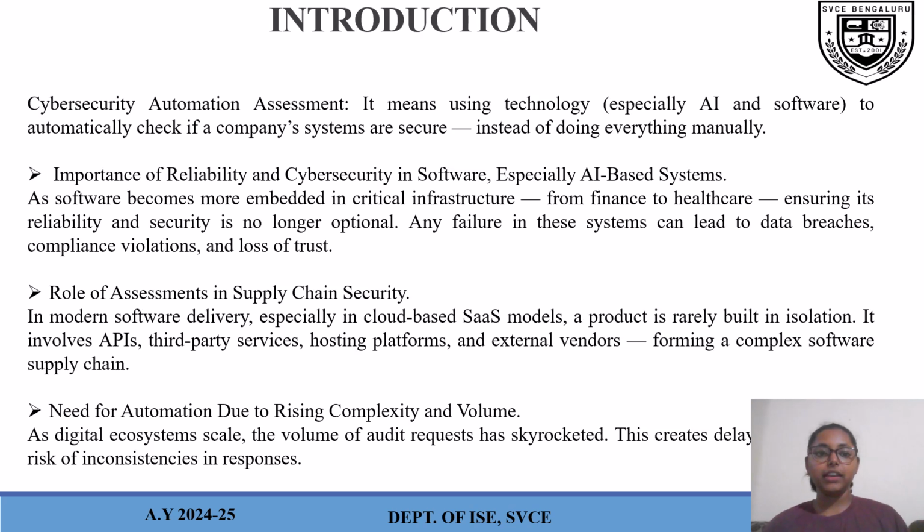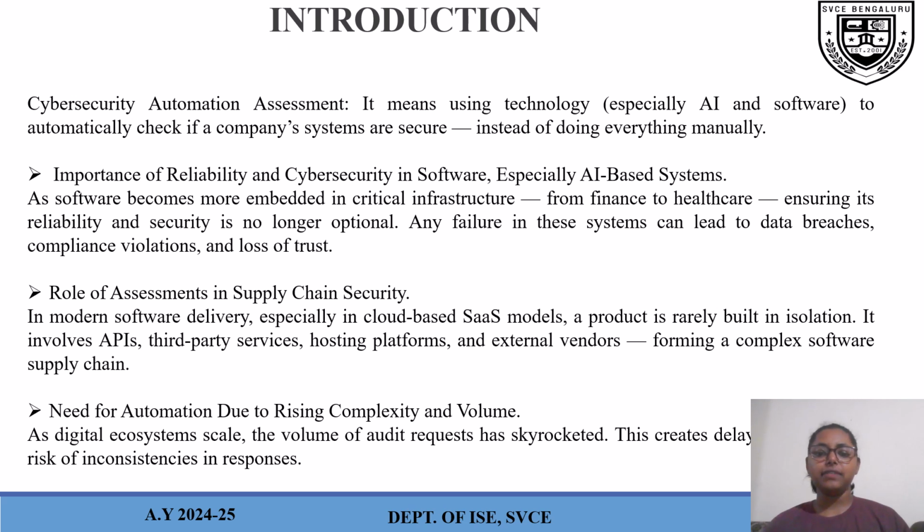Introduction: Cybersecurity Automation Assessment. It means using technology, especially AI and software, to automatically check if a company's systems are secure instead of doing everything manually. Importance of reliability and cybersecurity in software, especially AI-based systems. As software becomes more embedded in critical infrastructure, from finance to healthcare, ensuring its reliability and security is no longer optional. Any failure in these systems can lead to data breaches, compliance violations, and loss of trust.